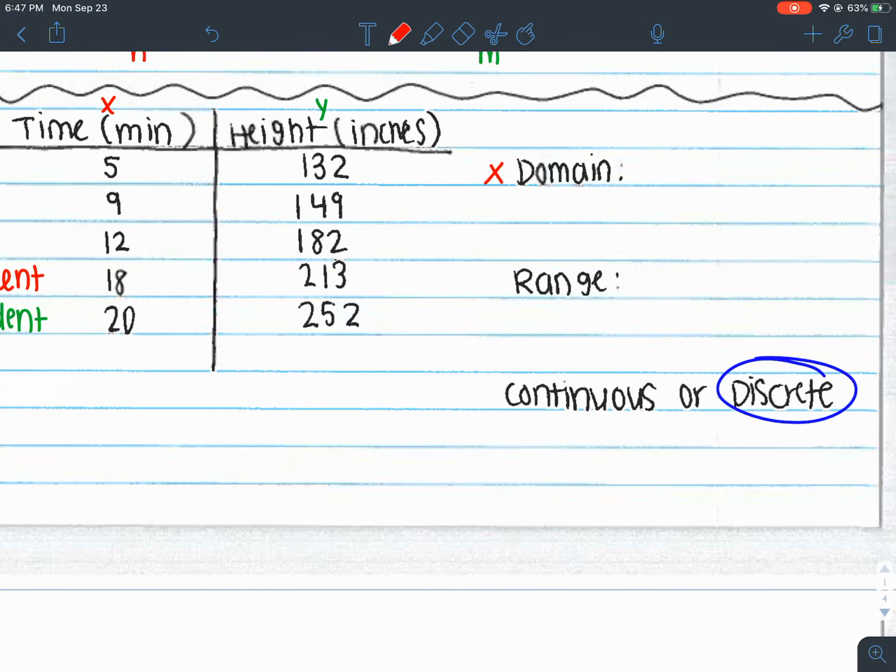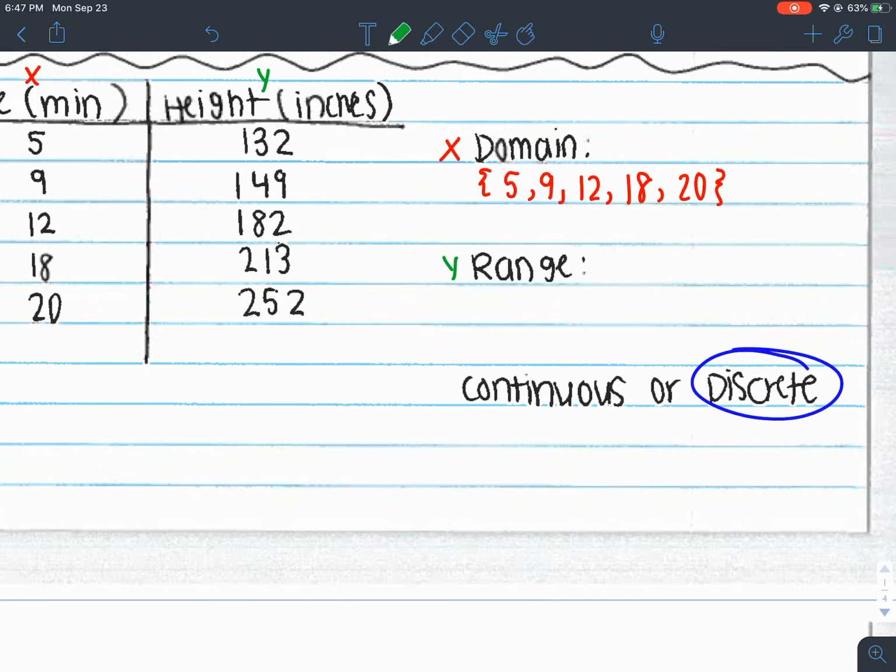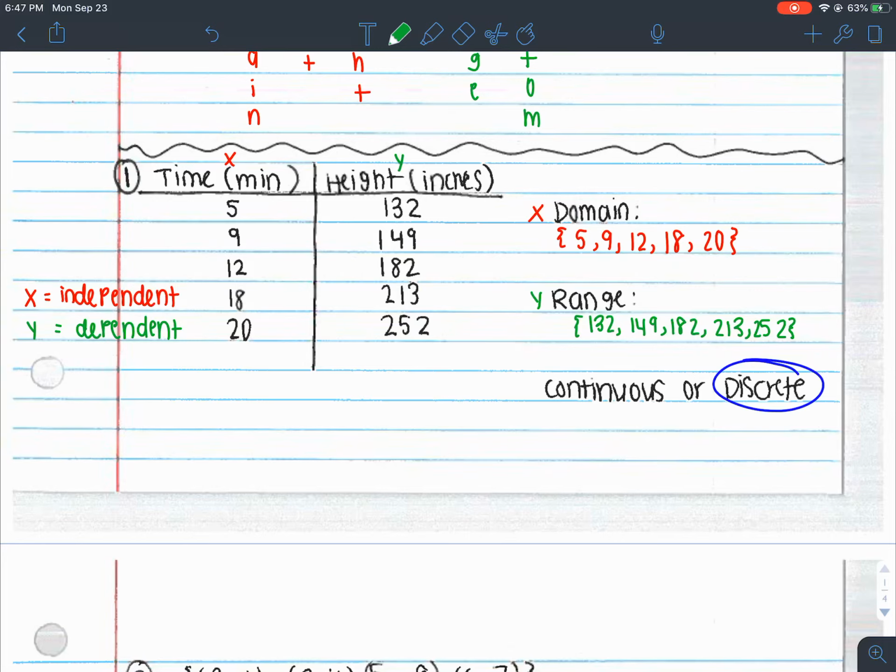Just a reminder that domain is x. And since it's discrete, we just list our values. So we're going to list all of the values in our x column: 5, 9, 12, 18, and 20. And I want to put commas because I want to make sure we're separating these numbers, or else it'll just look like one really big number. Our range are our y values. So I'm going to list all of my y values out: 132, 149, 182, 213, 252. All right. And that's it for number 1.